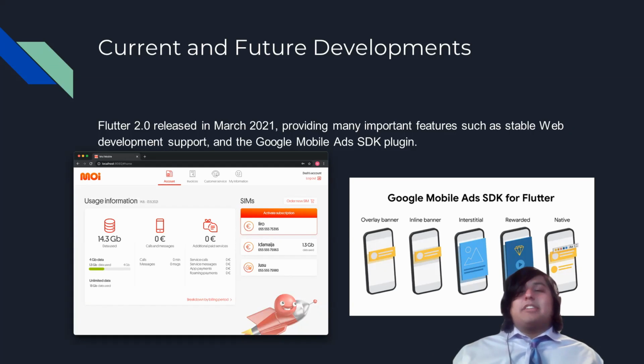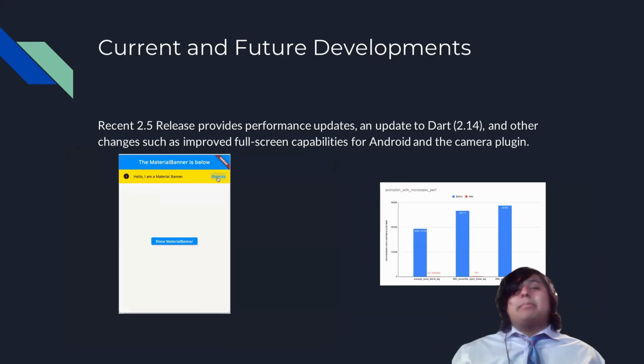They also added easy integration for the Google Mobile Ads SDK, allowing developers to easily make profits off of ads from Flutter's own toolset. This also included other valuable changes such as autocomplete core, which allowed for an easy implementation of autocomplete. Now, as of right now, we're in a stable release within the 2.5, which included strong performance updates, an update to Dart, the actual programming language for Flutter, and other valuable changes such as better banner capabilities and updates to the camera plugin for Android.